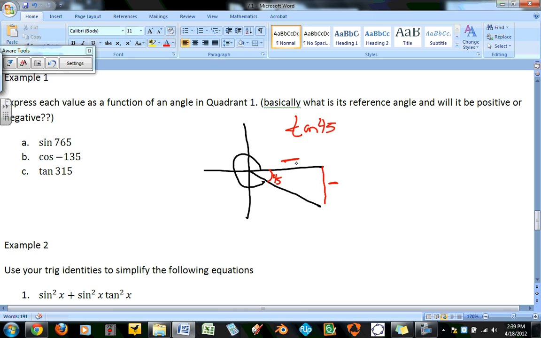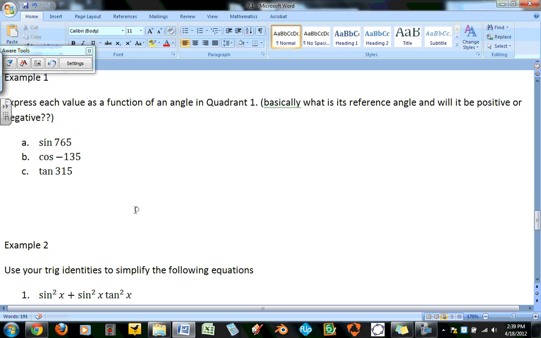All right, negative divided by a positive. This is a positive direction. This is negative direction. So to make it that function, it's negative tangent of 45 because this would be a negative value. That's all that's looking for. Okay, so here's what I'm going to do for this.